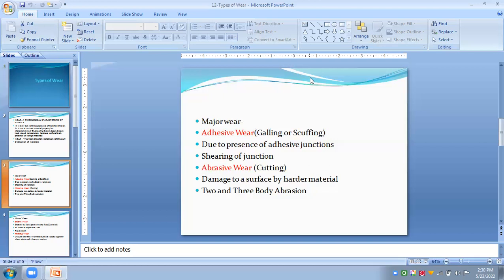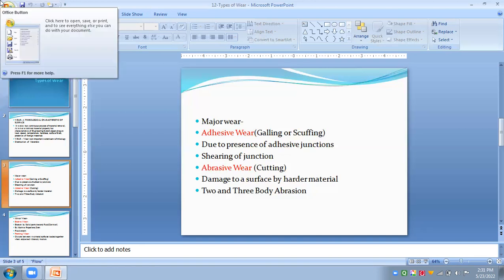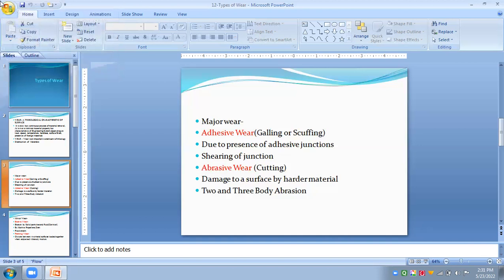So in this adhesive wear, the two surfaces are in contact and deformation of the contacting asperities causes the removal of surface films. Then formation of the adhesive junctions, and failure of these junctions leads to scuffing and galling. So these adhesive wears are majorly due to the presence of adhesive junctions and shearing of junctions.